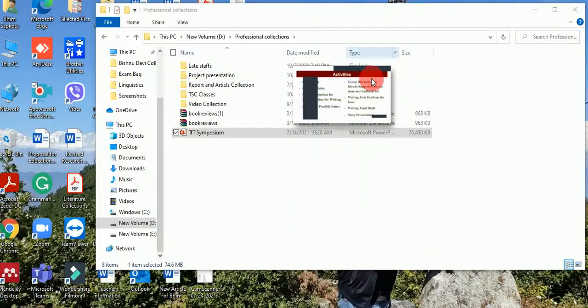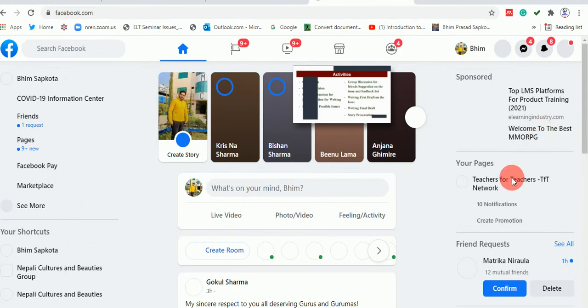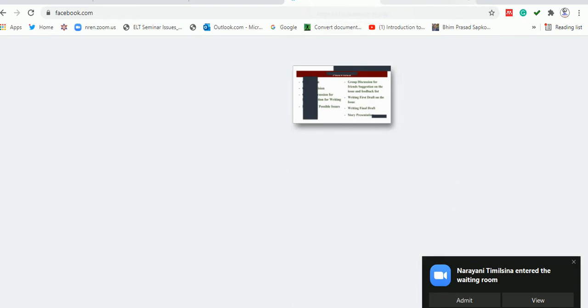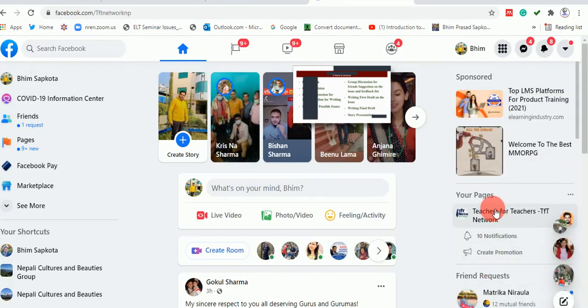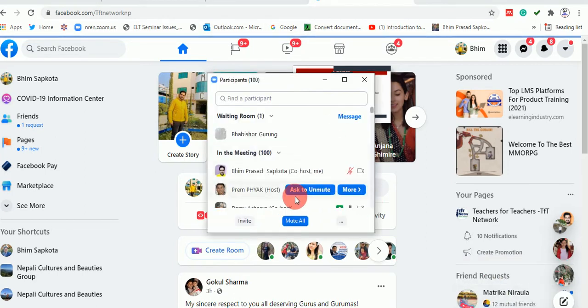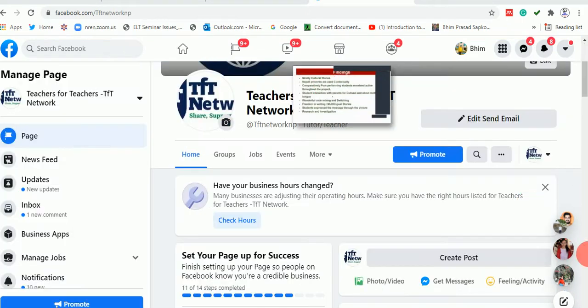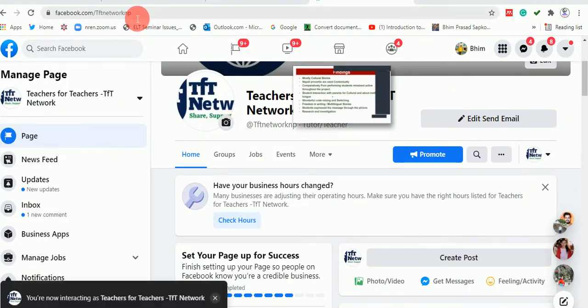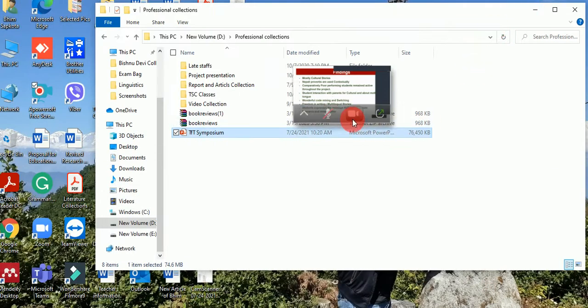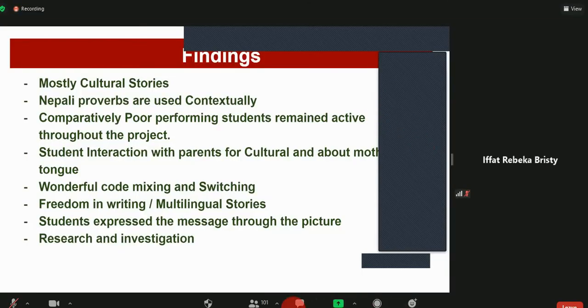Now the process has started. Before we give writing something, we need to do some preliminary tasks. Whatever you say, we need to give some background so that they can do better. Next, these are some findings. I can't go into detail about the activity because it has a long process. I took almost 19 classes for this project, and the stories were mostly culture-related.